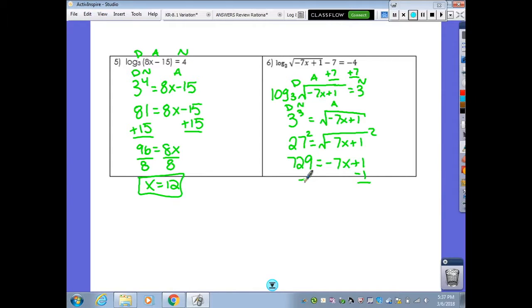We subtract 1 from both sides and get 728 is equal to negative 7x. Divide both sides by negative 7. We get x is equal to negative 104. When we put this back in, negative 104 times negative 7 is going to be a positive number. Plus 1 is a positive number, so this is all going to be a big positive number, and minus 7 is still going to be positive. So we can know that this is going to be a good answer for us.